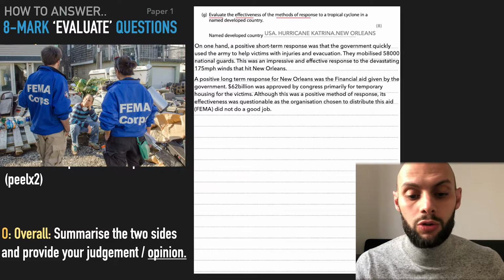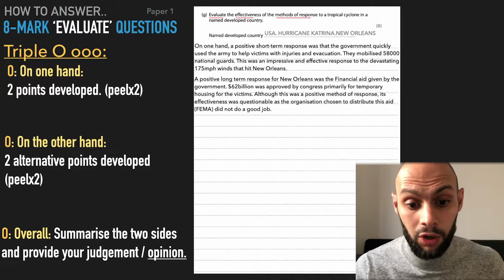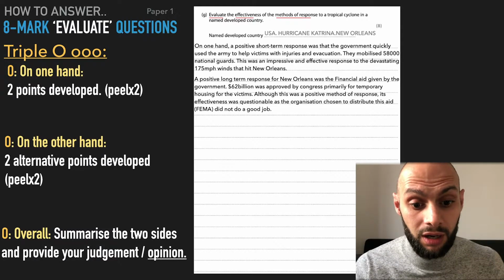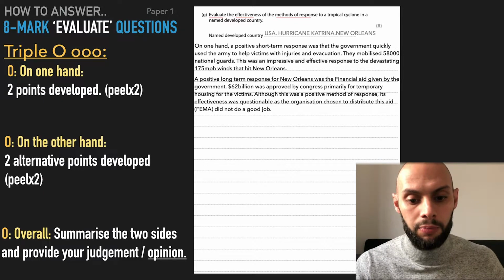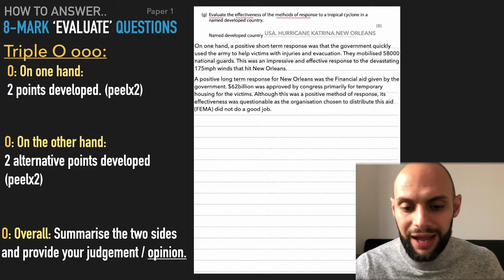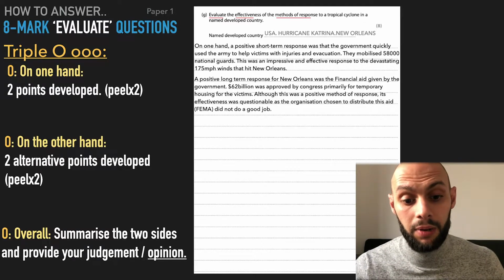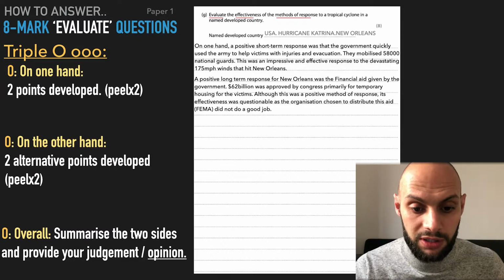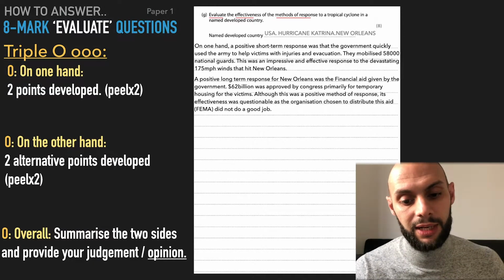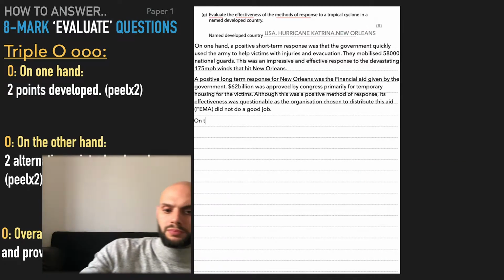So I've given you 2 positive things. One is about the evacuation and that they mobilized 58,000 guards. The other positive response was the financial aid approved by Congress. Although I had to add in there, it was questionable about its distribution. But overall, I've given you 2 positive responses, both with a bit of explanation and some evidence in there. So let's look at the other hand then.